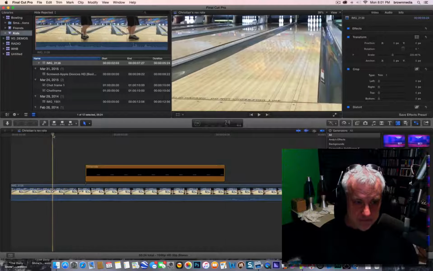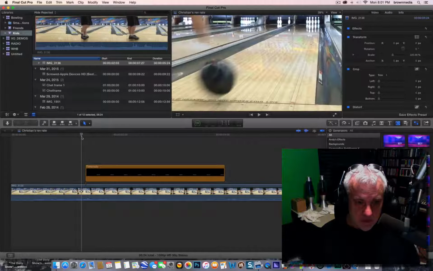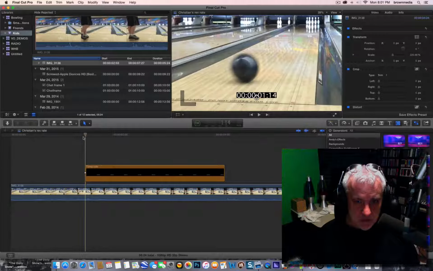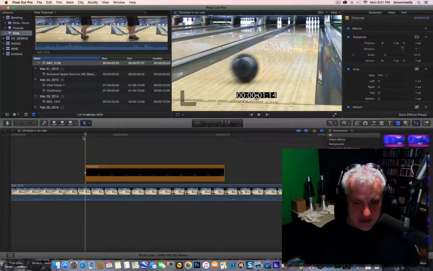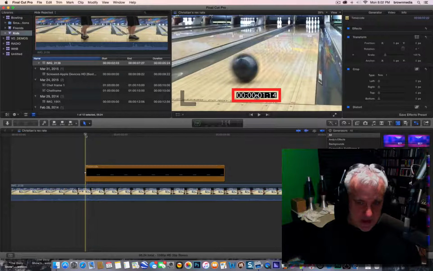So here we go. What we're looking for is where the ball first touches the lane. And I have taken the liberty of laying time code on top of this video so we can be very precise with how long it's on the lane. So we are at the 1 second 14 frame mark. Those last two digits are frames in the video. There's 30 frames per second.